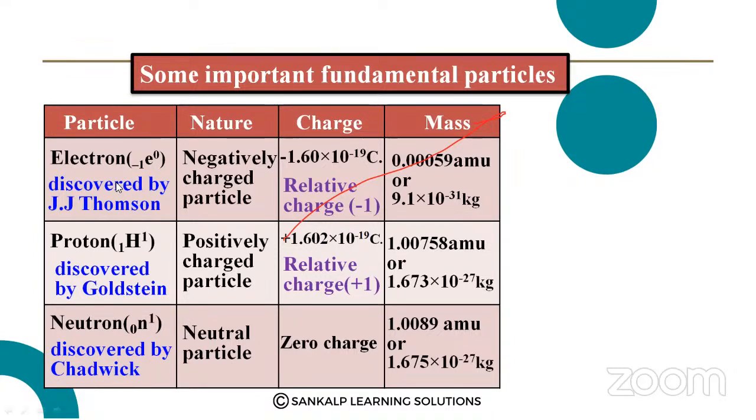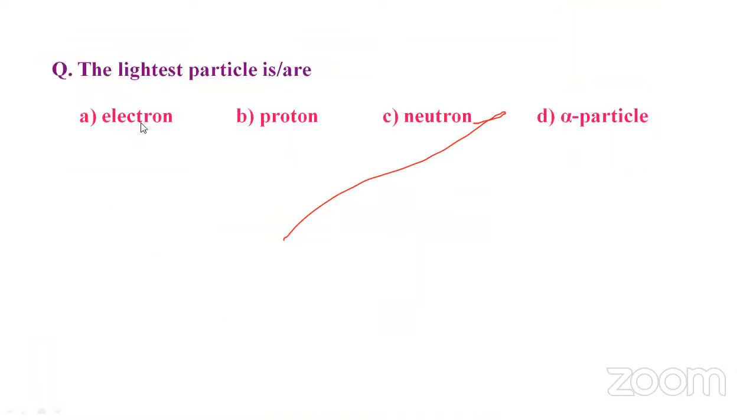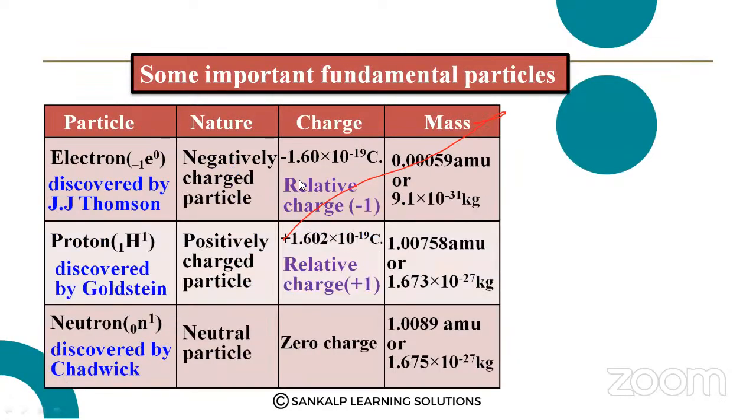So these are some of the fundamental particles of atom. The first fundamental particle is electron. This electron was discovered by J.J. Thomson. Electrons are negatively charged particles. What is the charge? The charge is minus 1.60 into 10 raised to minus 19 coulombs. And what is the mass of the electron? It is 9.1 into 10 raised to minus 31 kg.